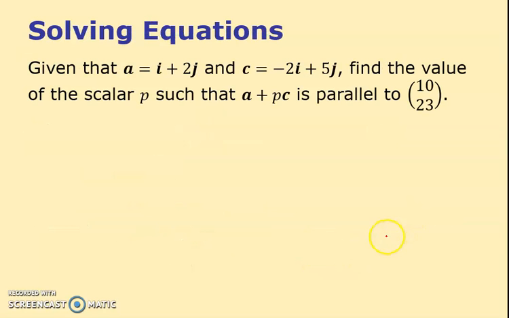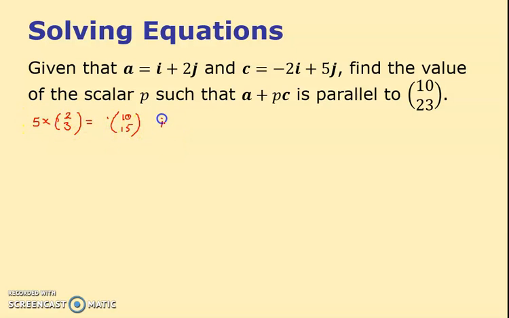Tick. Solving equations. Given that a equals i plus 2j, so let's just write that down, and c equals this. Find the value of a scalar p such that a plus pc is parallel to that. Alright, now first of all, let me just reiterate what we're seeing just now. I said that if you have, say, a vector 2, 3, you know it's parallel to, say, pick one at random, 10, 15. You know this is true because I can do 5 times this.